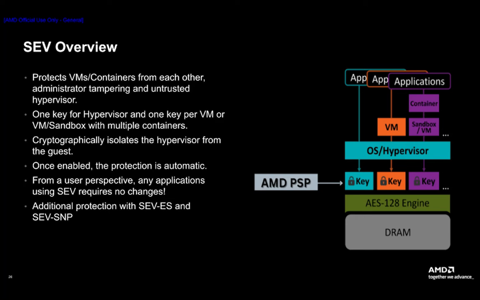As mentioned, AMD SEV technology protects your virtual machines and containers from each other, from administration tampering, and also from an untrusted hypervisor. The AMD PSP creates and manages the keys so that there is one encryption key for the hypervisor and one encryption key for each virtual machine or sandbox with multiple containers that you're running. This allows you to have cryptographically isolated virtual machines or containers. To access this technology, you only have to enable it at the host level and at the guest level, and after that, protection is completely automatic.